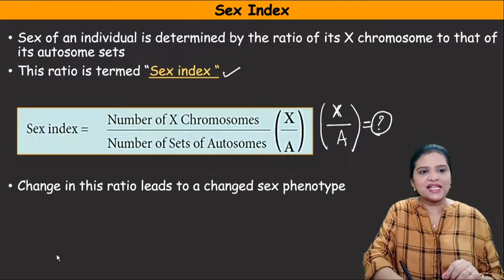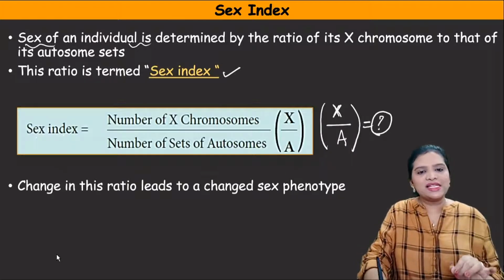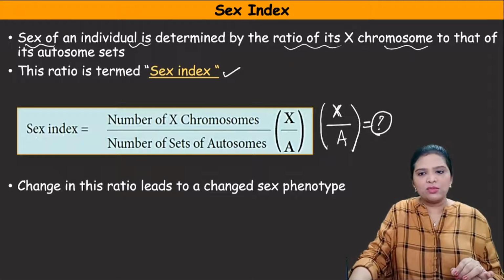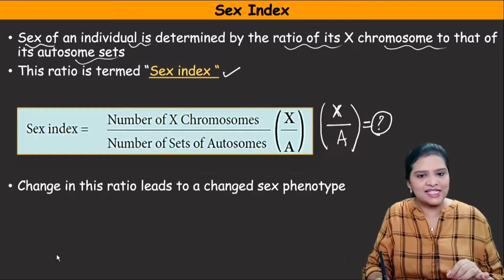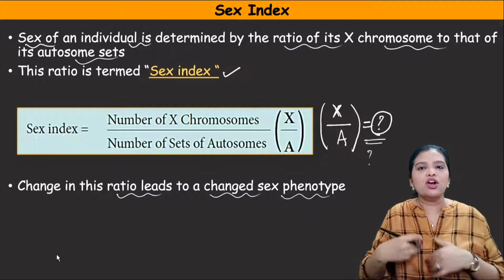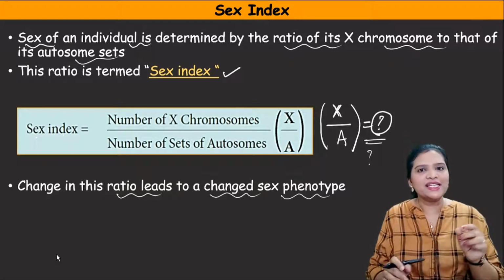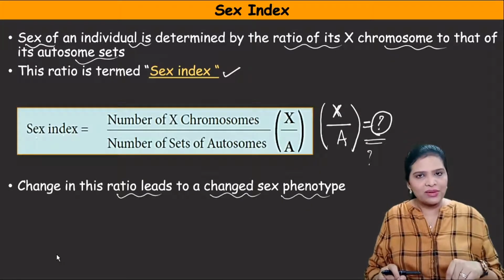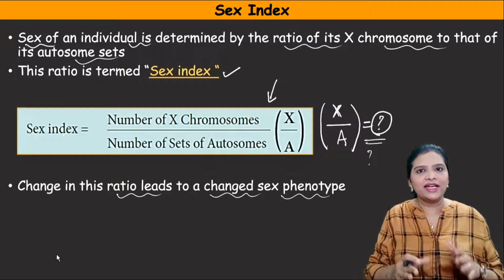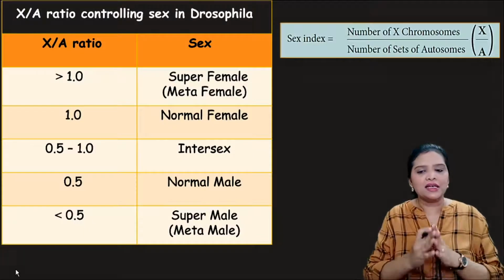So what is sex index? The sex of an individual, here meaning Drosophila, is determined by the ratio of its X chromosomes to that of the autosomal sets. Any change in this ratio leads to a changed sex phenotype. If the ratio varies accordingly, the phenotype or the sex of the organism also varies. So this ratio is called the sex index ratio. How to calculate that? We have a formula here, X divided by A. The results obtained by Bridges' experiments also show this. So let us understand how he determined this.